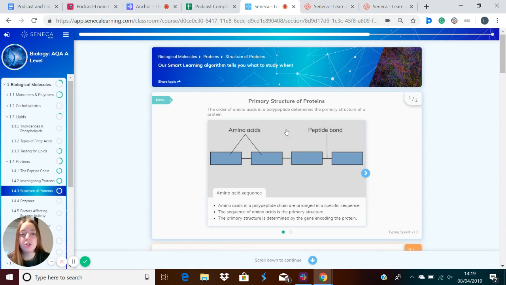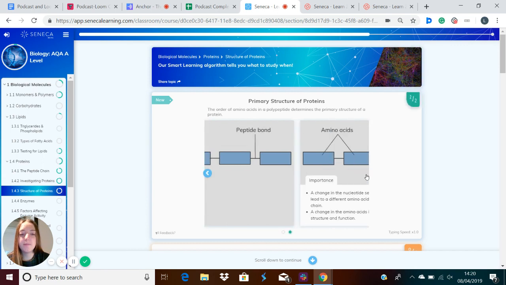The primary structure of proteins is the order of amino acids. So the amino acids in a polypeptide chain are arranged in a specific sequence. This sequence of amino acids is the primary structure. The primary structure is determined by the gene encoding the protein.